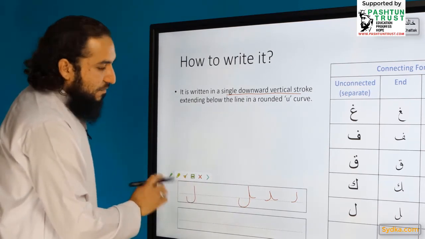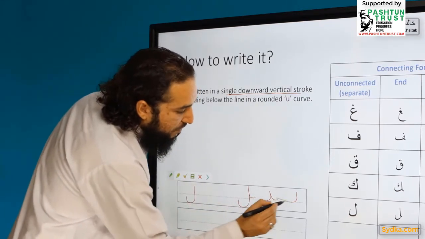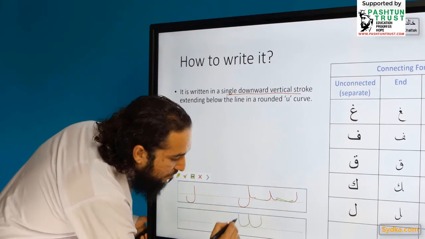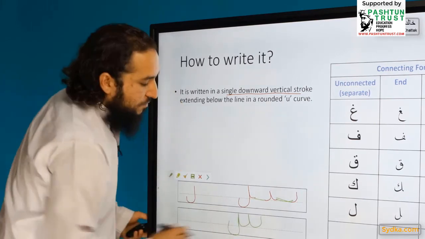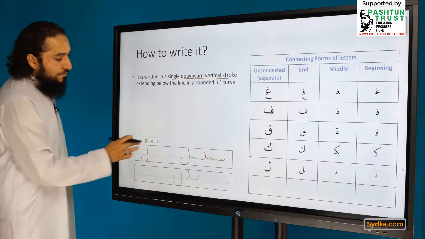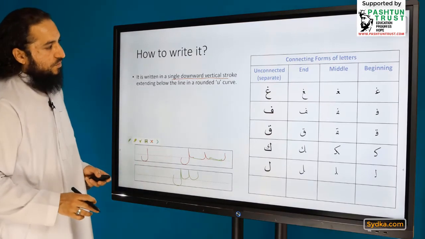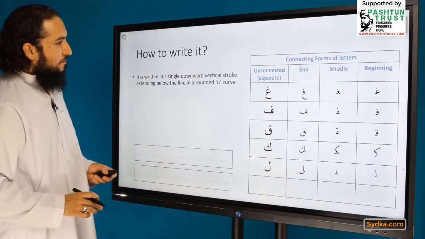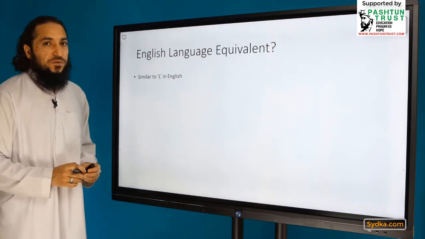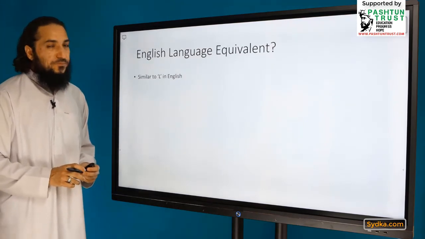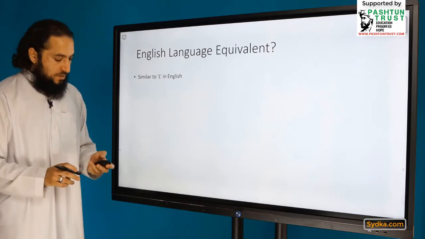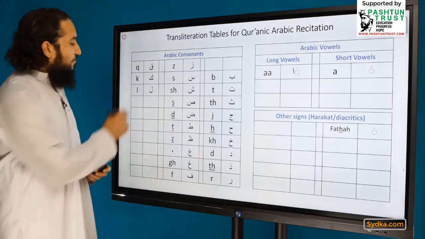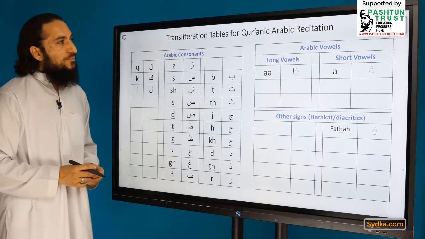Can we connect it? Yes. Go in here, connect this one, so it will be like this. Sorry, three lams. So those are the different forms of writing. Next, what is the English equivalent for lam? It is L, and the sound of L is equivalent to lam. And for transliteration purposes, we will be using L as well to represent lam in Arabic text.